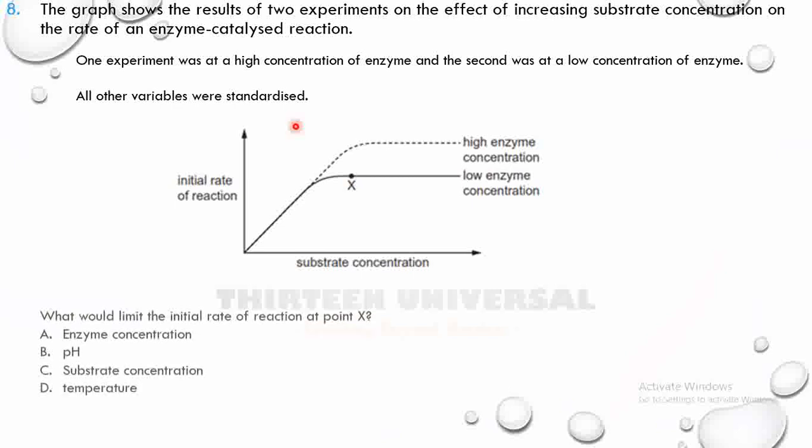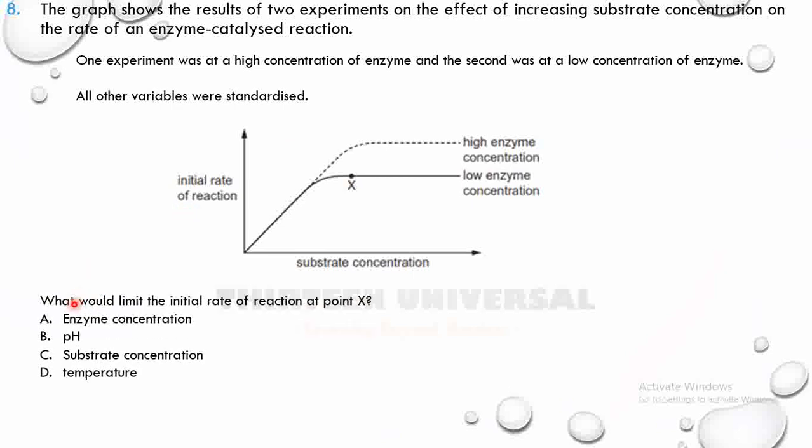The question says, what would limit the initial rate of reaction at point X? What is the limiting factor? Pause the video and try to answer the question. At X, what will limit it? Remember that the limiting factor here cannot be substrate concentration, because substrate concentration has reached its maximum value. Looking at X here, there is high enzyme concentration, that's why it went up.